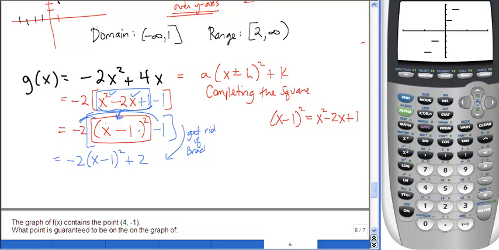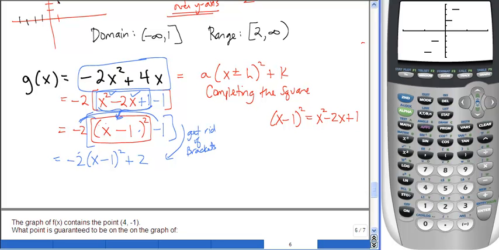So I distributed the -2 in front of the parentheses squared, and then I distributed the -2 to the -1 to get a +2 on the outside. And if you're not convinced, you could FOIL this out, distribute your -2, add in the 2, and you would get back this original polynomial. So it's a complicated process, this completing the square.